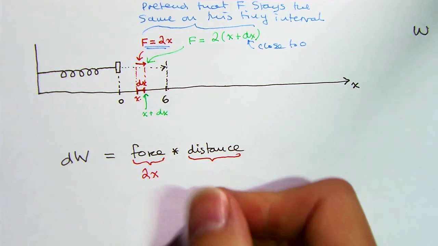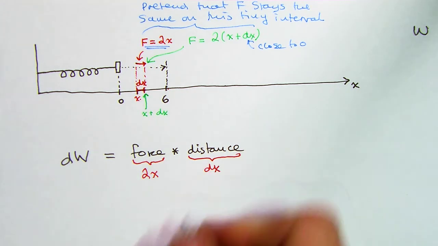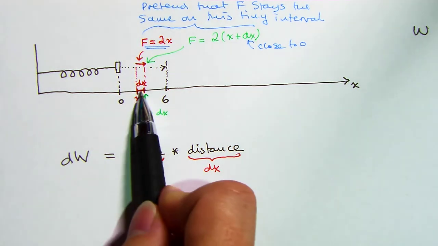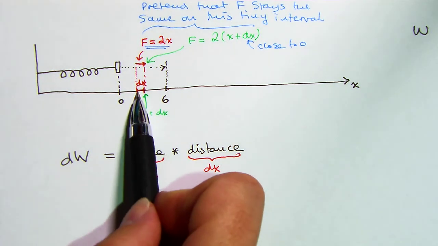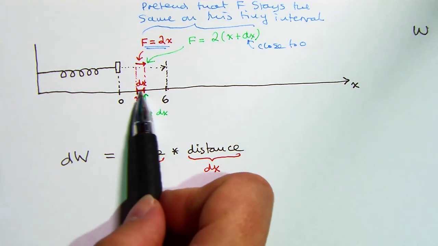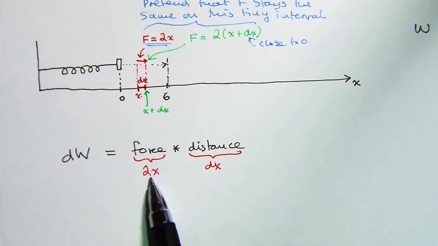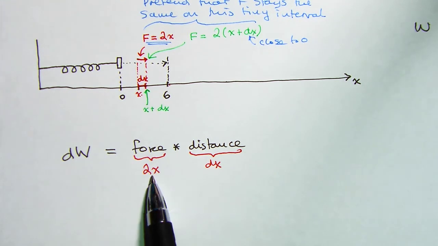Dx. Yeah, just dx. The width of the interval is only dx, so that's how much distance you traveled to get from this edge of the red to this edge of the red. You only went through a distance of dx. All right? Now we know this isn't really true.